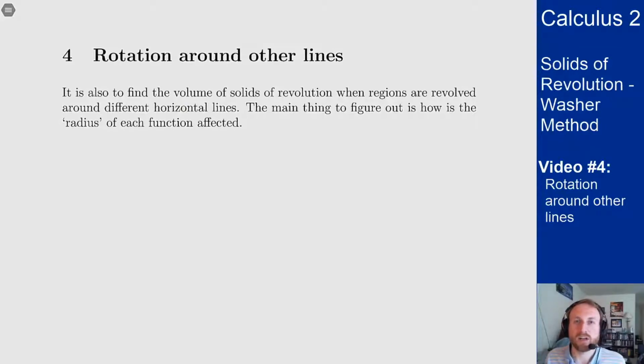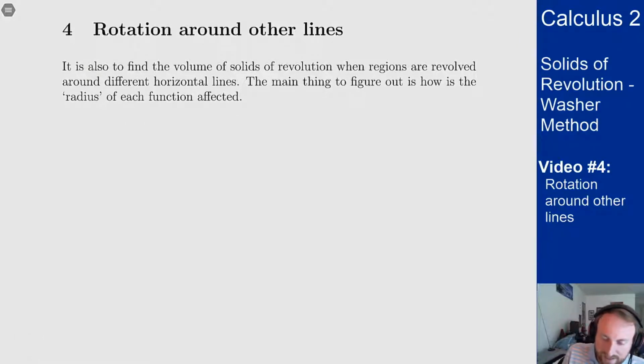In this video, we'll talk about finding the volumes of solids of revolution when the axis of revolution is not just the x-axis. It's possible to find these volumes if you have a horizontal line you want to rotate around that isn't the x-axis. It could be the line y equals 10, y equals minus 5, or any other horizontal line. You just have to be a little more careful with how you set it up.